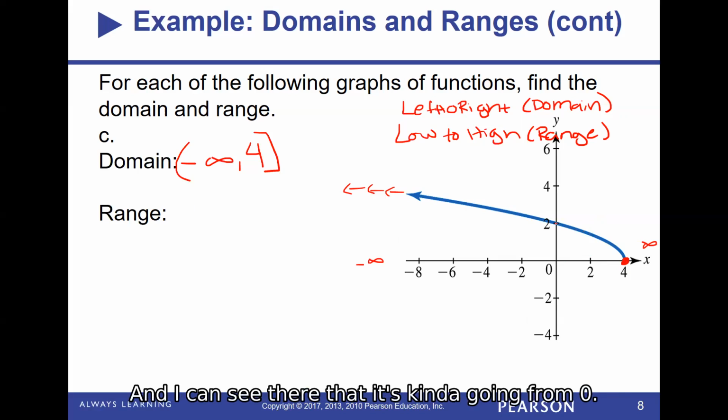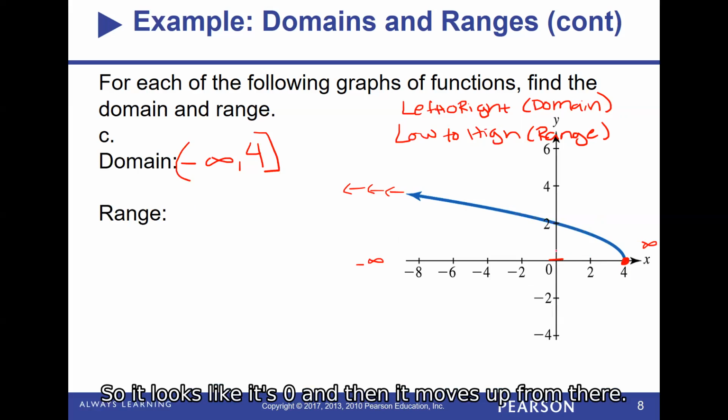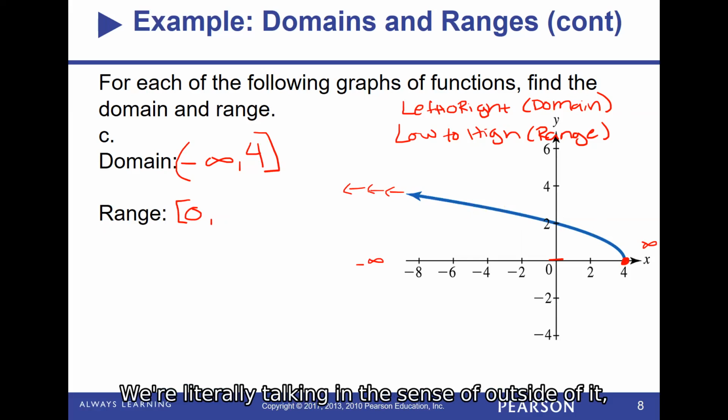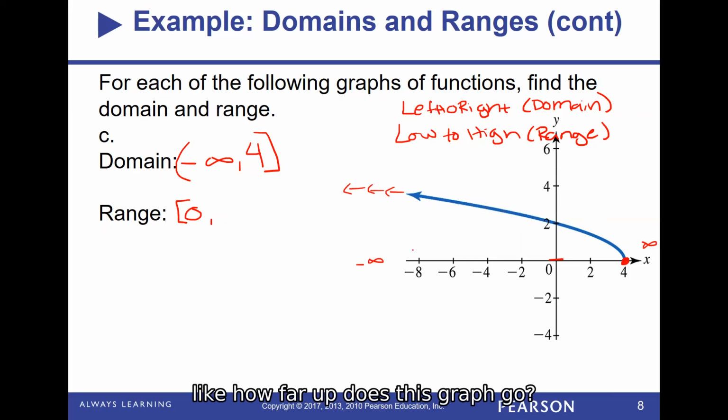And I can see there that it's kind of going from 0, okay? So it looks like it's 0, and then it kind of moves up from there. So we're going to start at 0, and again, bracket on it, because I can see that it actually hits that y value of 0. It's just got an x attached to 4 to it. And then I'm going to follow it up, up, up. Now, understand that even though it hits 2, it keeps going up. We're not talking about here to here, just looking in this direction. We're literally talking in the sense of outside of it, like how far up does this graph go?